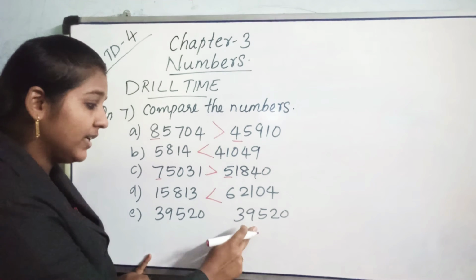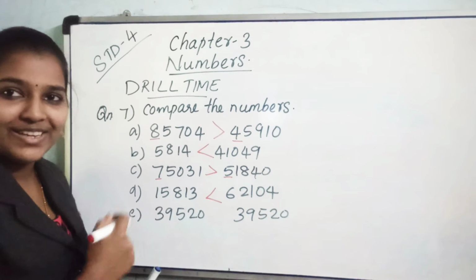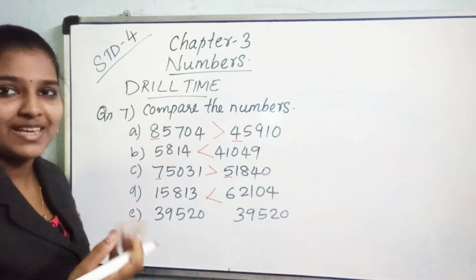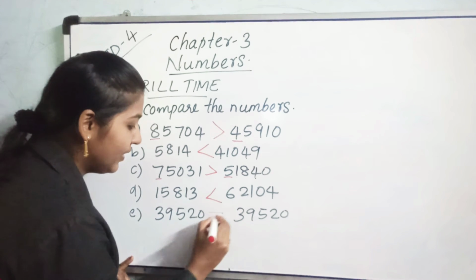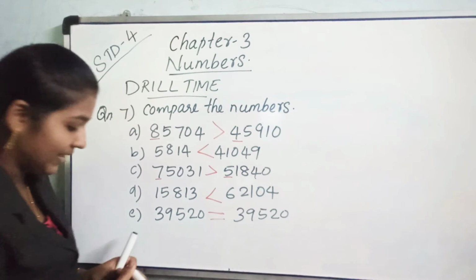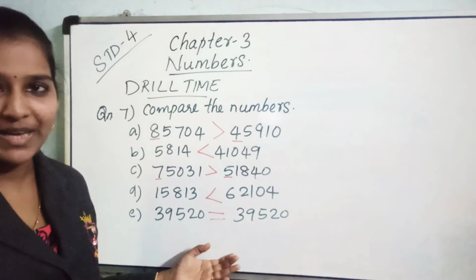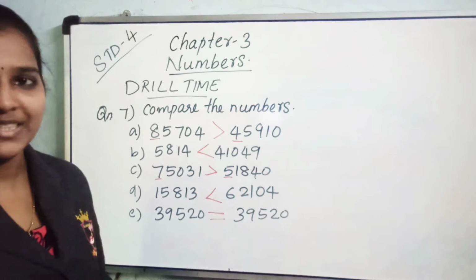39,520, 39,520. Here we can understand both are the same numbers. So which symbol? Yes, equal to symbol. We can put equal to symbol between these numbers. So this is about comparison. Now we will move to the next question.